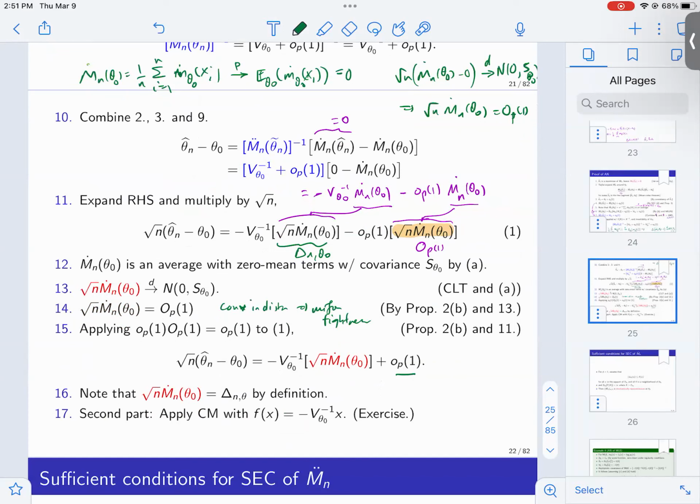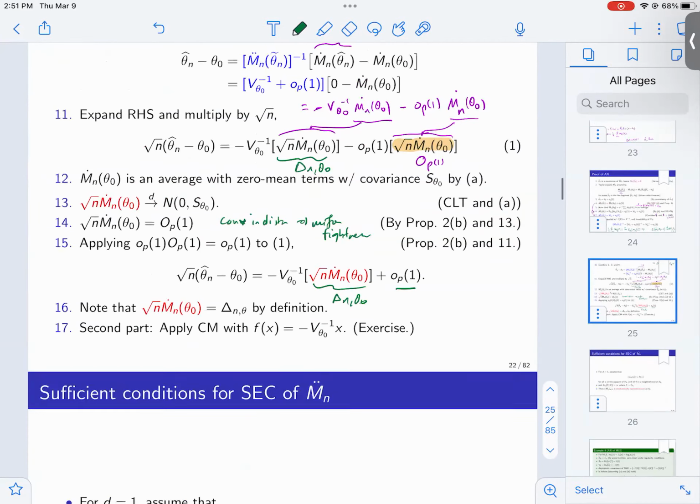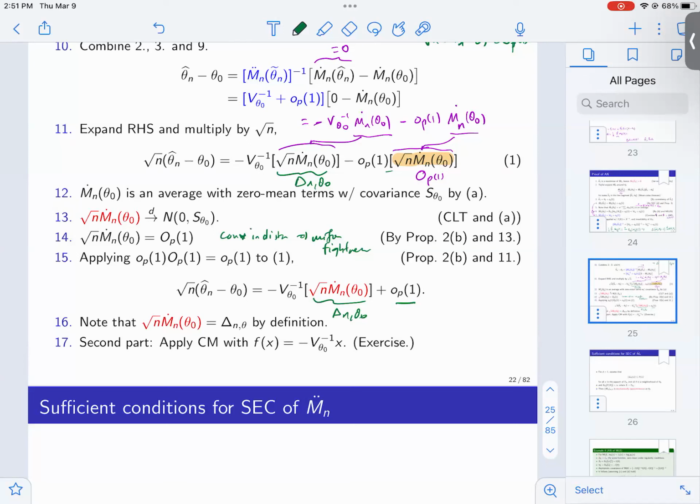So I get the result. Just proving that this is little o_p(1) is the end. So we have the expansion that we wanted. The rest we did actually. Okay, the proof is done.